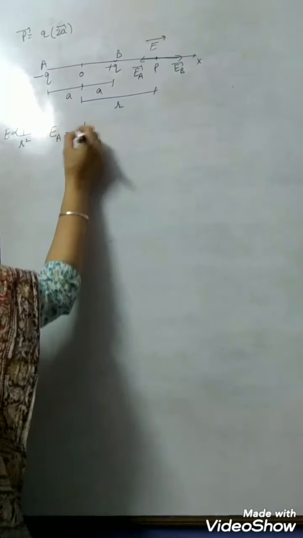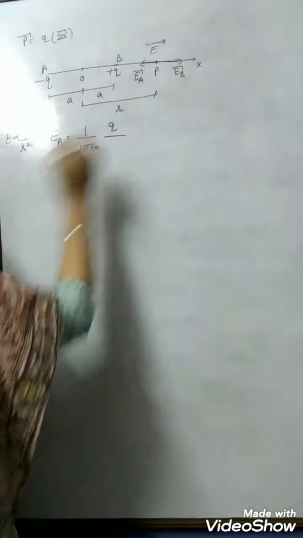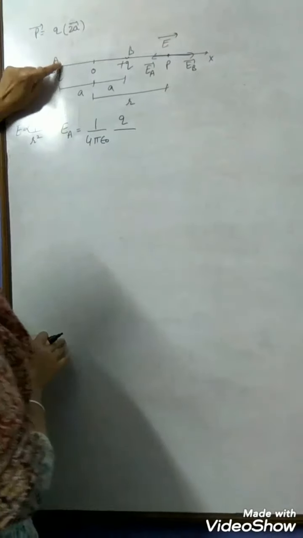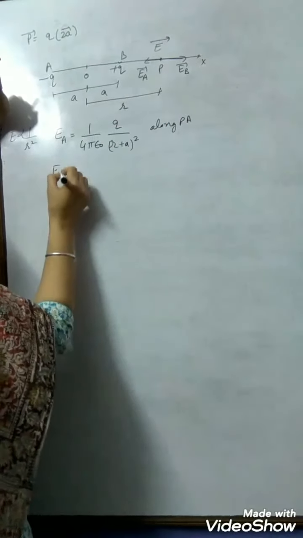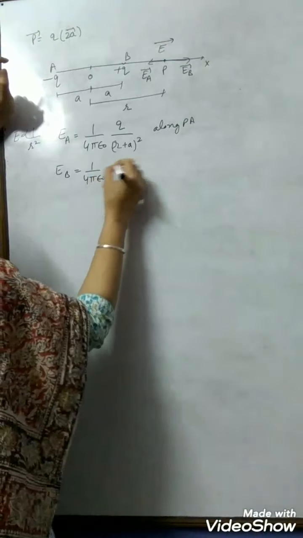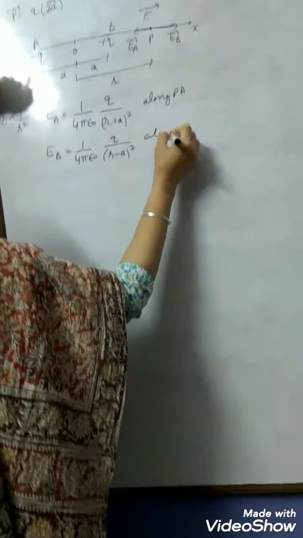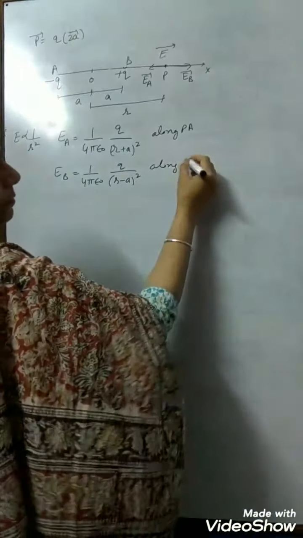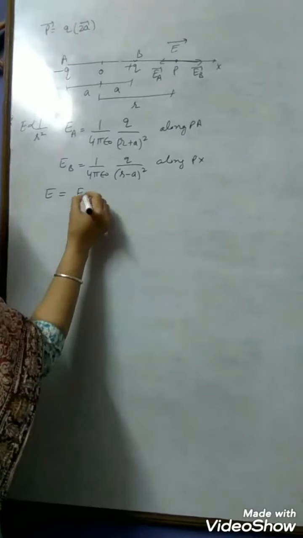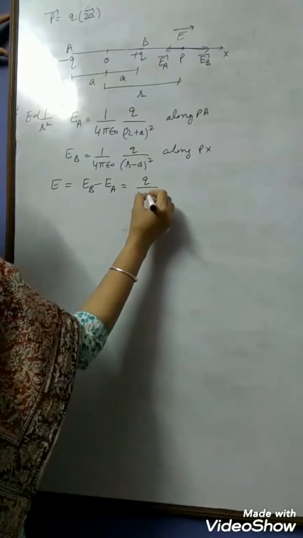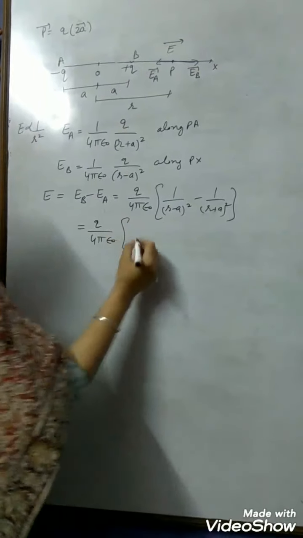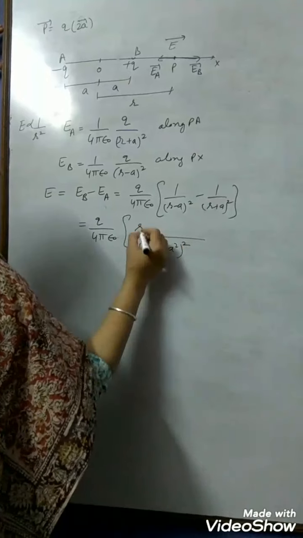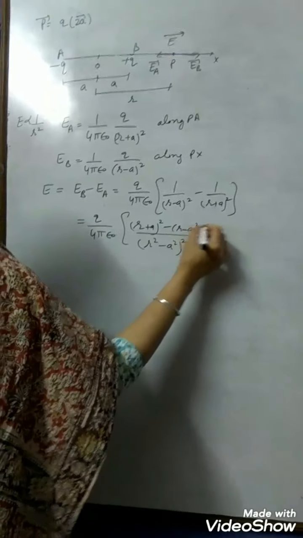Then EA is 1 over 4 pi epsilon naught Q upon (R plus a) square, along PA, and EB is 1 upon 4 pi epsilon naught Q upon (R minus a) square, along BX or PX. The magnitude of EB is larger than EA, so the net field is Q upon 4 pi epsilon naught times [(R plus a) square minus (R minus a) square] upon (R minus a) square (R plus a) square.